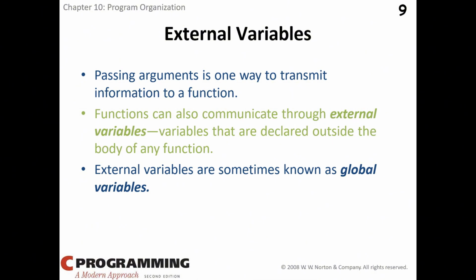Sometimes external variables are also referred to as global variables because of their broad scope and accessibility. Using external variables allows functions to share data and information more directly without the need to pass arguments explicitly. However, it's important to use them judiciously and consider their implications on program structure and readability.